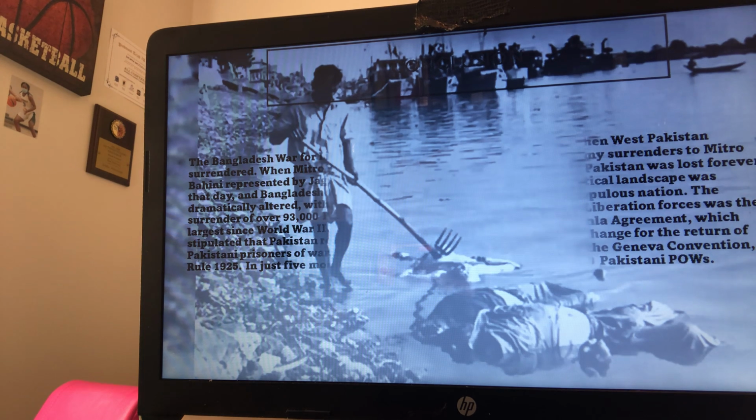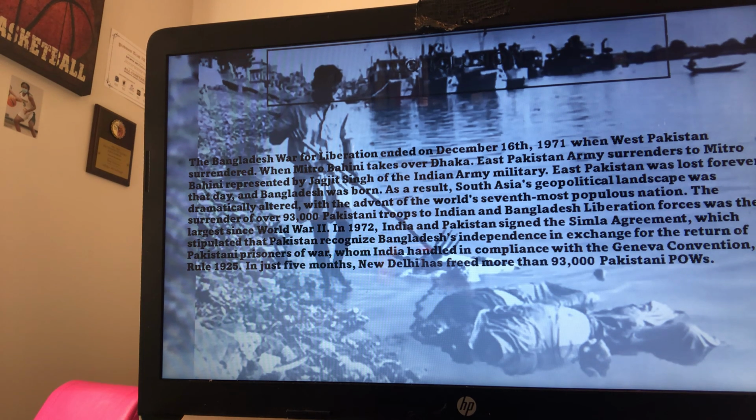Conclusion. The Bangladesh War for Liberation ended on December 16, 1971, when East Pakistan surrendered. When Indian forces took over Dhaka, the East Pakistan Army surrendered to Indian forces, represented by Jagjit Singh Aurora of the Indian military. East Pakistan was lost forever on this day, and Bangladesh was born.